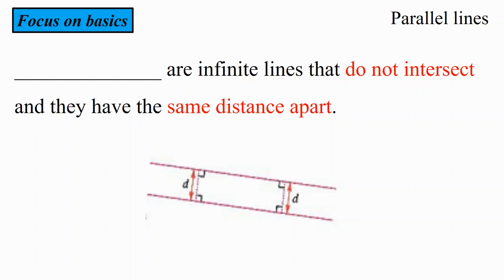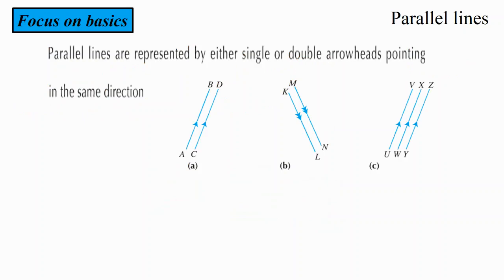So, what are parallel lines? Parallel lines are infinite lines that do not intersect and are the same distance apart. That means these two lines will never meet each other. They are represented by using either a single or double arrowhead pointing in the same direction. For example here, AB and CD are parallel to each other. So are KL and MN, and it can be up to 3 lines, 4 lines, or 5 lines, as long as the arrowheads are the same and point in the same direction.